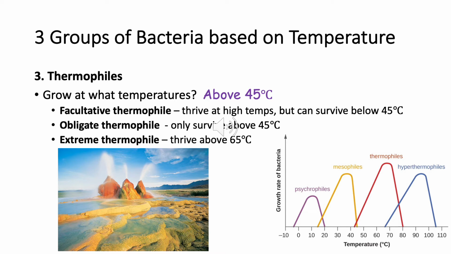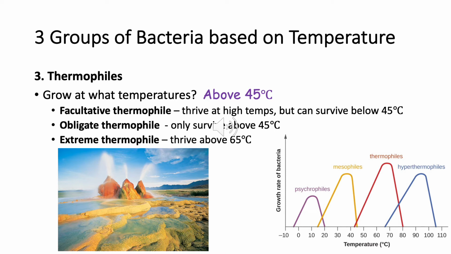3 different classifications. The first is the facultative thermophile, and they thrive at those high temperatures, but if they need to, they can also survive below 45 degrees Celsius. So they grow best above 45, but they can survive below 45. On the other hand, the obligate thermophile can only survive above 45 degrees Celsius. So they wouldn't even be alive below that temperature.